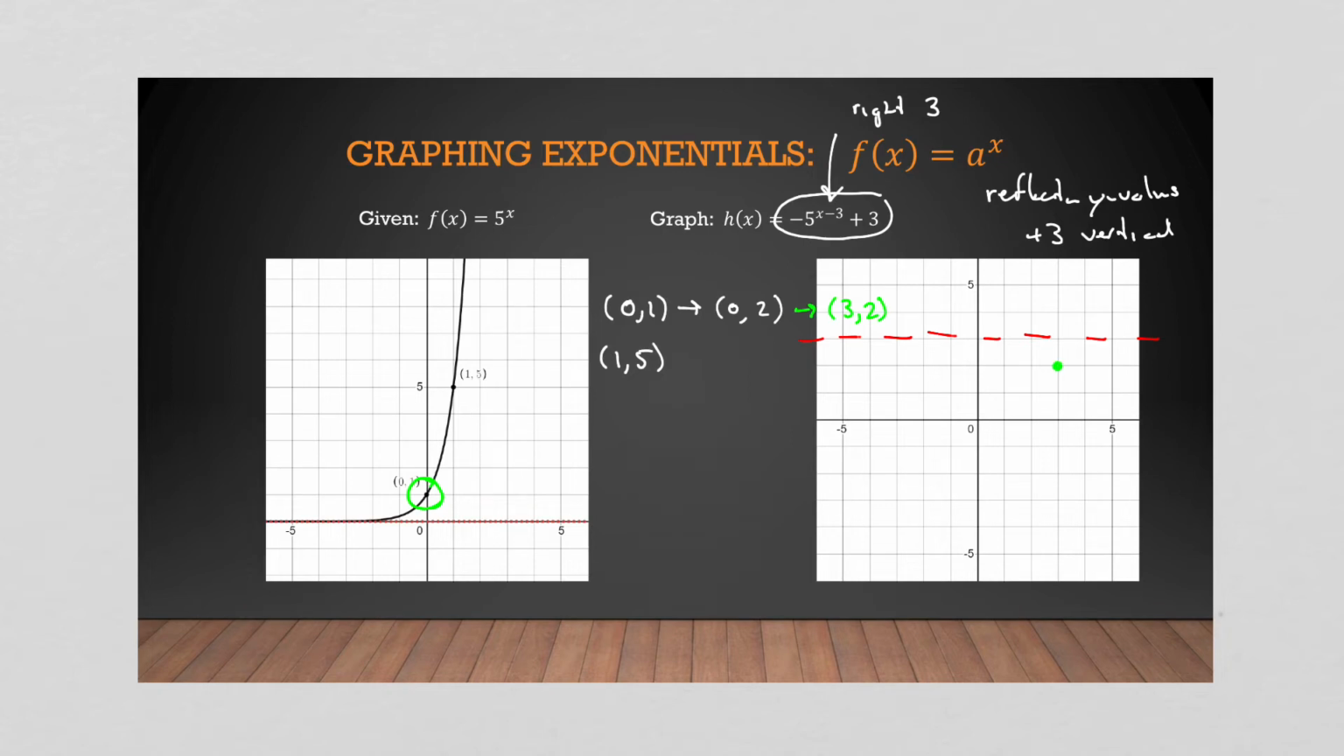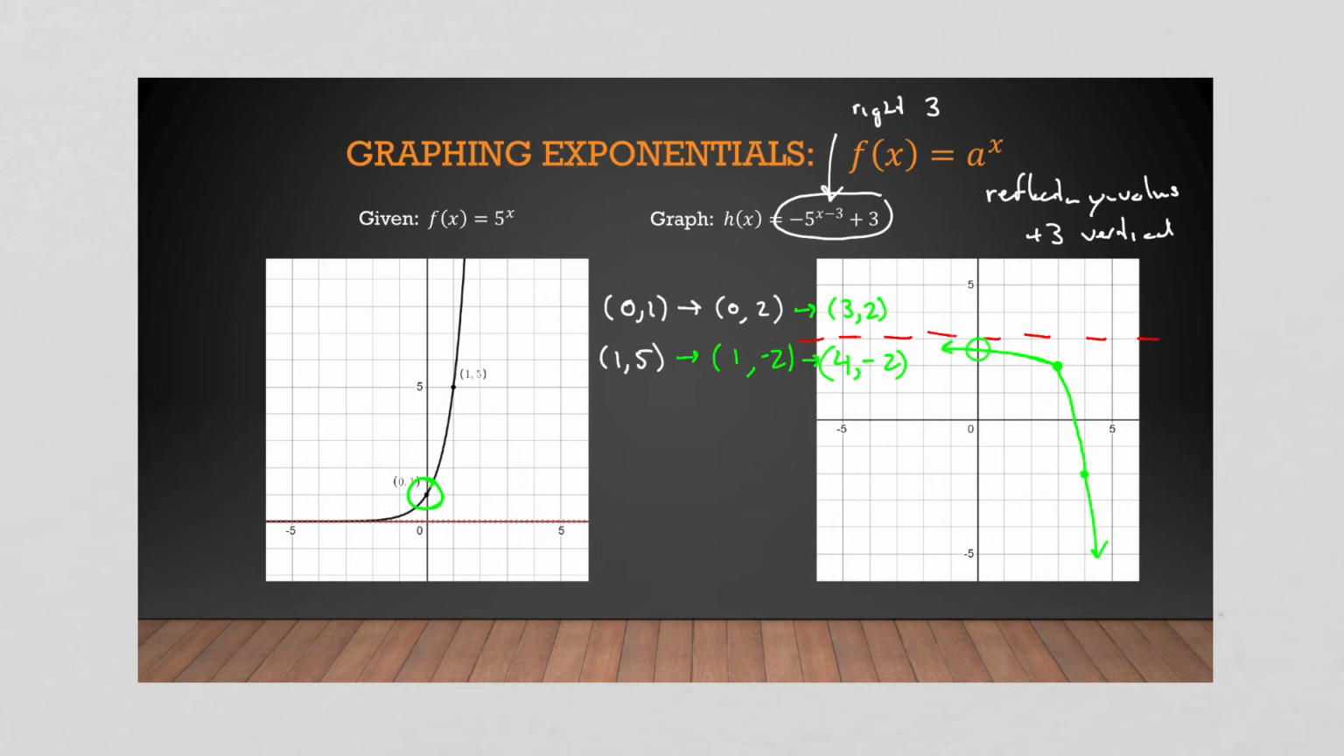And then what happens to my (1, 5)? Well, the 5 gets reflected, so it goes to -5, and then it goes up 3, so it goes to -2. But then I've got to transform my x value and go to (4, -2). So I get the point there. So this graph is going to go like this, and then it's going to get infinitely close to my asymptote.